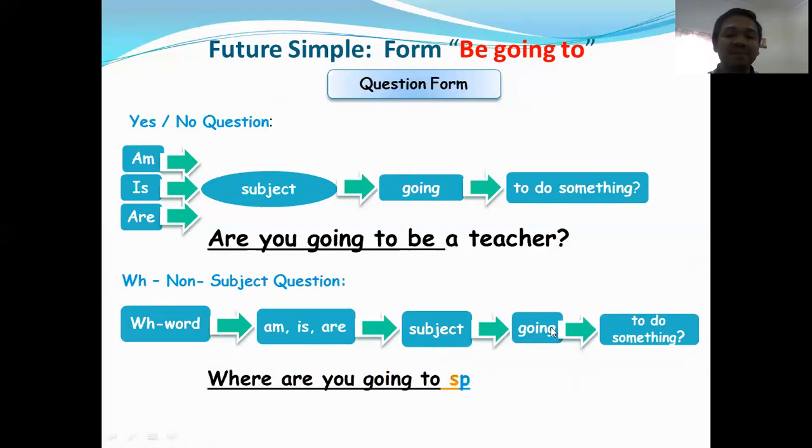Example. Where are you going to spend your weekend? Where here is WH, and then since the subject here is you, we have to use the be verb are. So where are you going to, and then verb 1 or the simple present form, spend. So where are you going to spend your weekend? WH, be verb, subject, going to, and then verb 1 or simple present form. Do you have any questions? Just in case you have questions, please pause and go back in the video, and then you will understand.